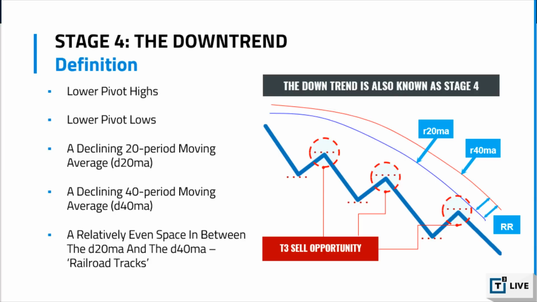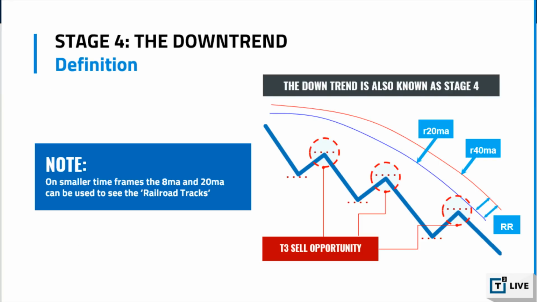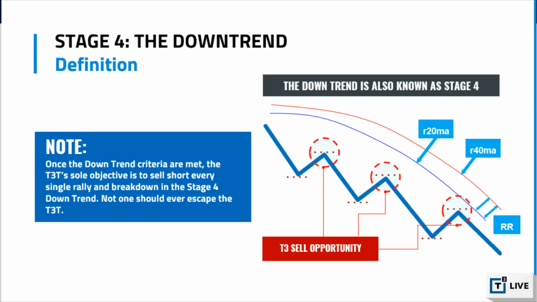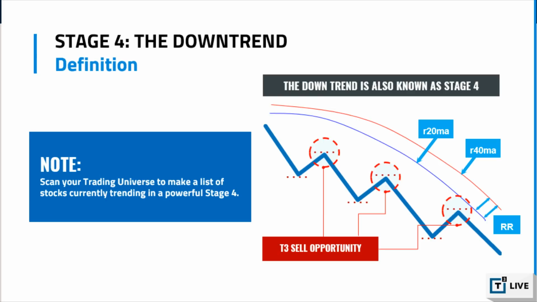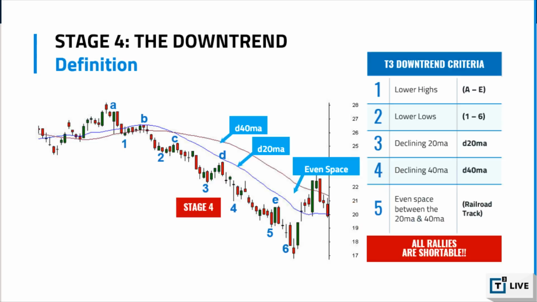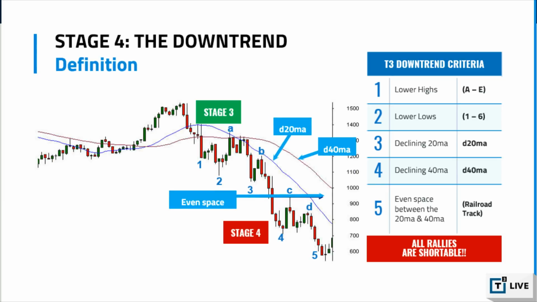For a downtrend, it's lower highs, lower pivot lows, a declining 20, declining 40, and relatively even space between the two moving averages. Again, I'm just recapping last week's lesson. We usually do it on Tuesday around 5:30, but I had a webinar yesterday, and so that's why I'm doing it today. Again, lower highs, lower lows, every single sell setup, every single breakdown should be playable.